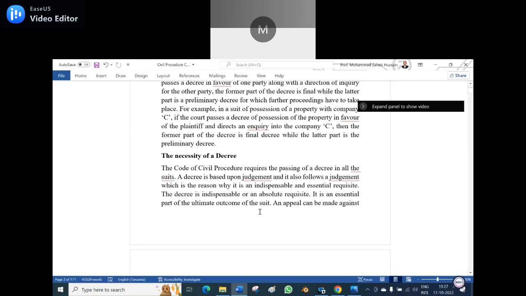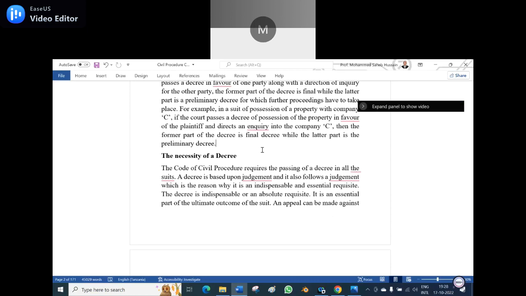The necessity of a decree. What is the necessity of a decree when the judgment is already given? They say the Code of Civil Procedure requires the passing of a decree in all the suits. It must be there. A decree is based upon judgment. So which comes first? Judgment, sir. Judgment comes first. Based on the judgment, the decree can be made.